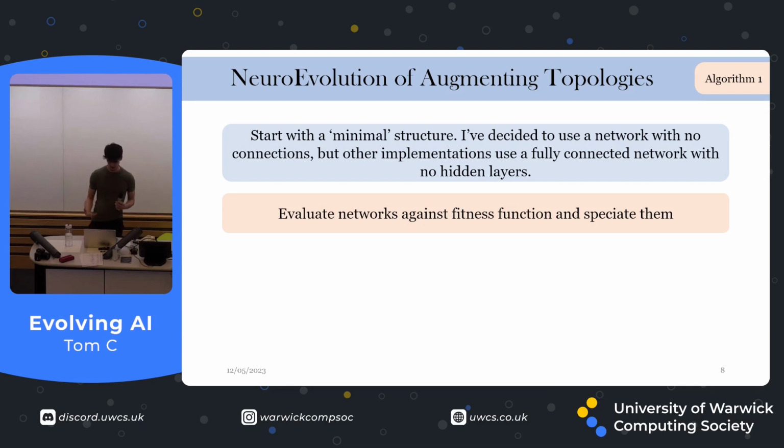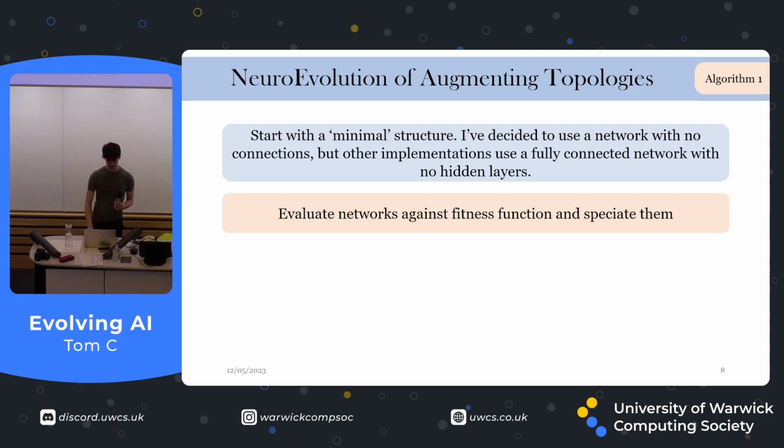So the process follows like so. We take our networks and we evaluate them against a fitness function. The fitness function I've used is the energy of the agents divided by their age, which is essentially how much energy they are acquiring per time unit. We then speciate them, which is a process where we group agents that are considered similar, and we do this based on their network structure.